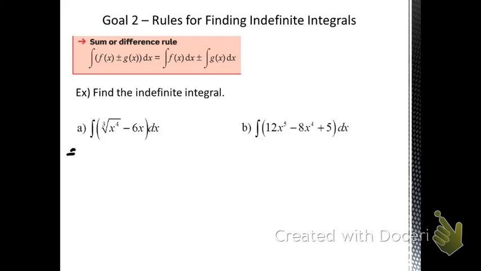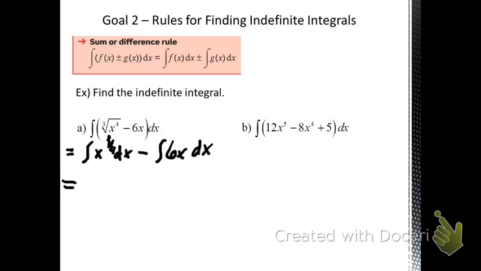With part A, the f of x and the g of x that we're talking about are simply the two different terms here. Here's function f, here is function g. And we're simply going to divide out those terms. We're going to make this the integral, and I'm going to go ahead and write that in exponential form, of x to the 3/4 power dx with respect to x minus the integral of 6x with respect to x.